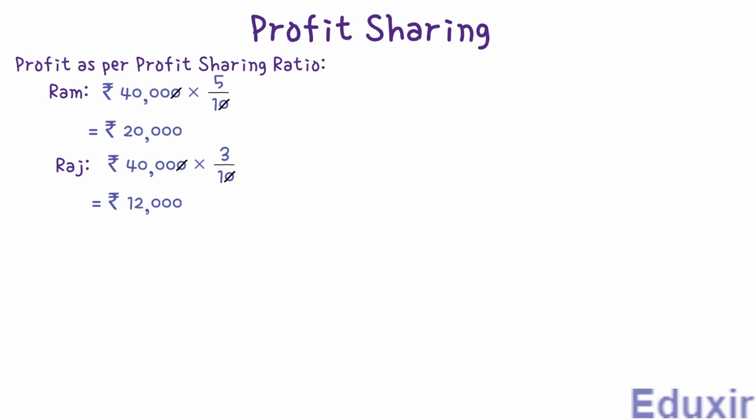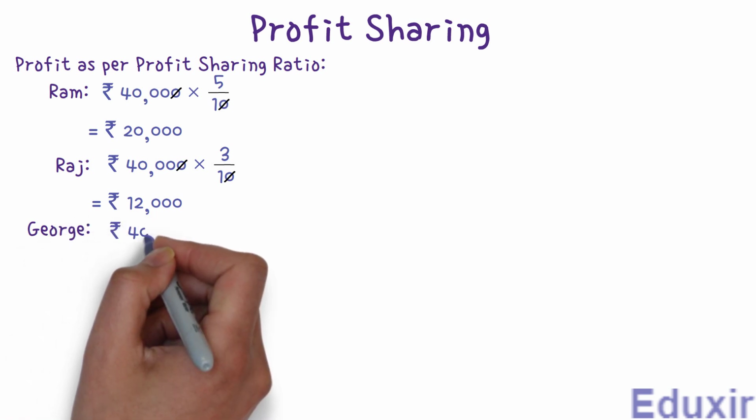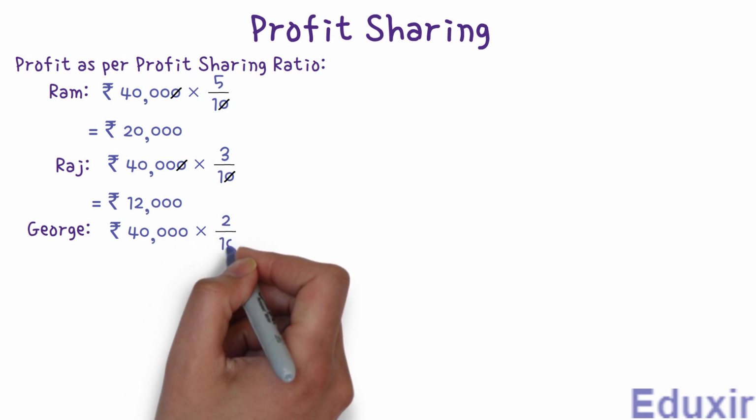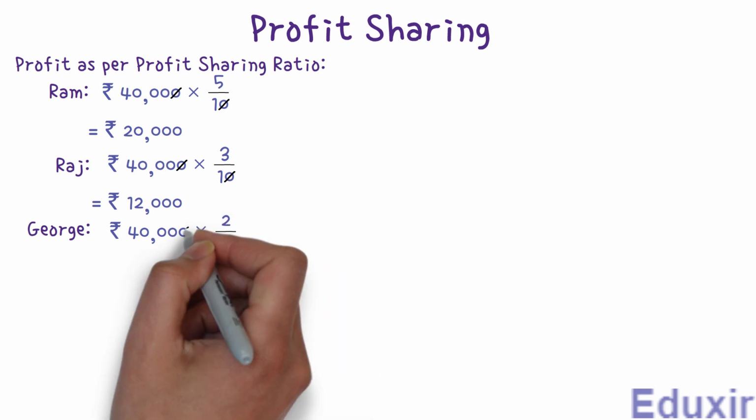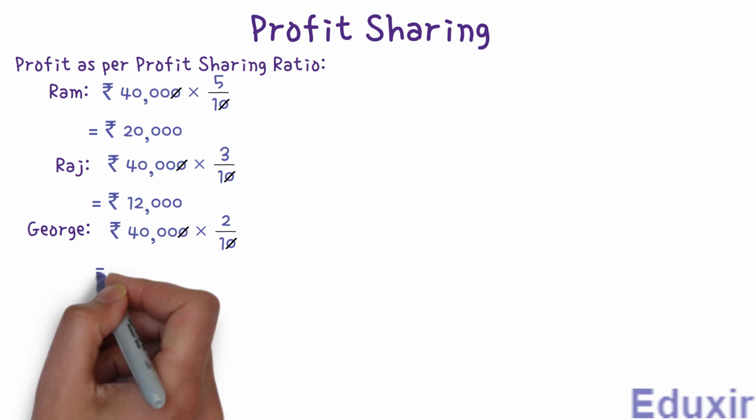Now, the profit share of the partner George is equal to the total net profit amount of 40,000 rupees multiplied with his profit sharing ratio 2/10. Let's cancel a 0 in 10 for 1 0 in 40,000 rupees. Now, if we multiply the remaining 4,000 rupees and 2, we get 8,000 rupees.